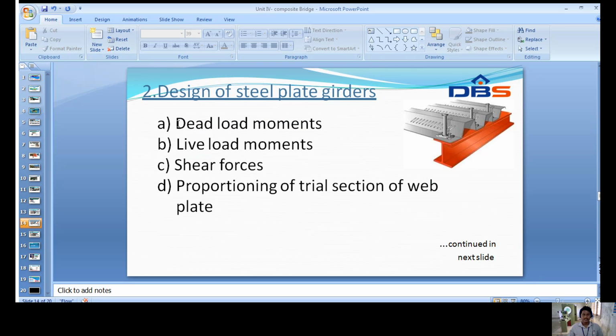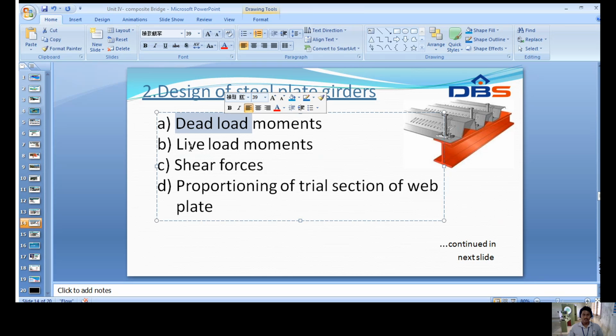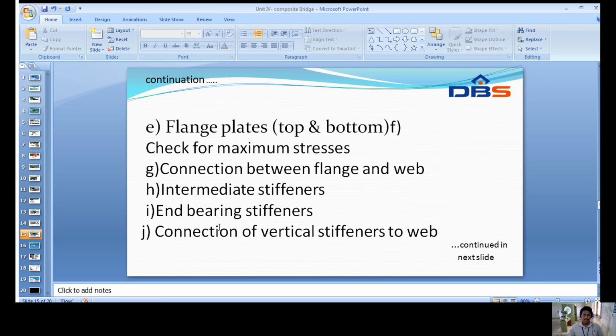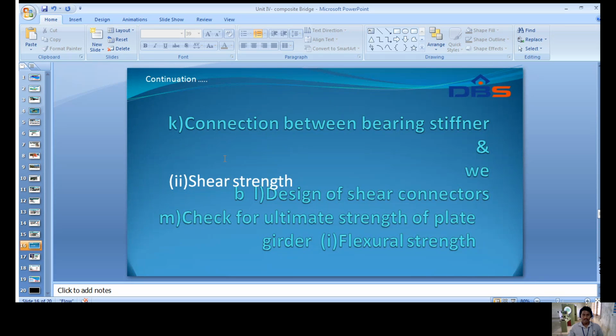Coming to the design of steel plate girders: dead load moments, live load moments, shear forces, and proportioning of the trial section of the web. You have to design all this. Following that, flange plates, top and bottom flange, and a check for permissible stresses. Connection between flange and web, intermediate stiffeners, end bearing stiffeners, and connection of vertical stiffeners to the web. All these are to be designed. Following that, the connection between the bearing stiffener and the web. All are to be considered.